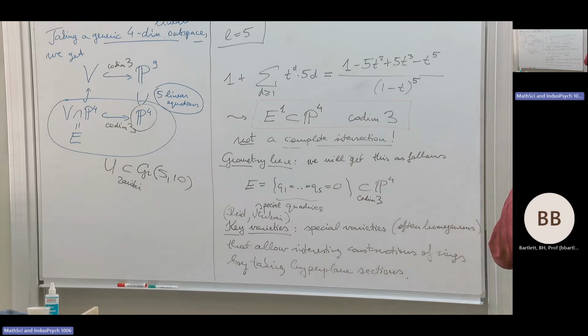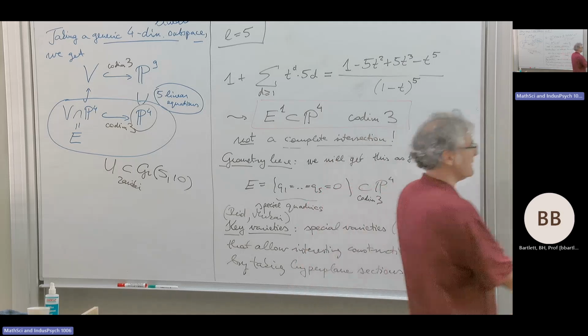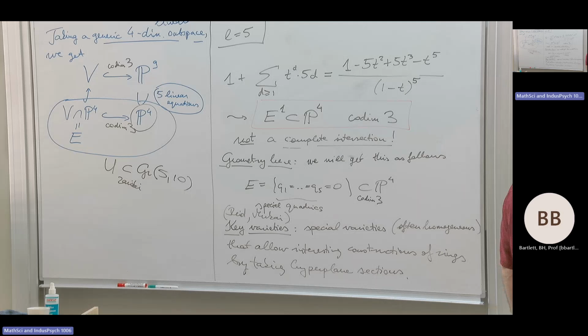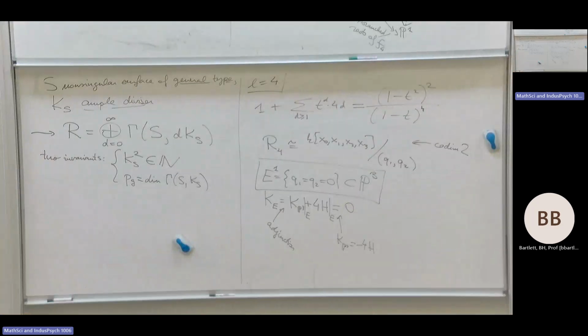One is the self-intersection of the canonical class, Ks squared, so this is some natural number, and then the geometric genus Pg, which is just the dimension of the space of sections of the canonical class.